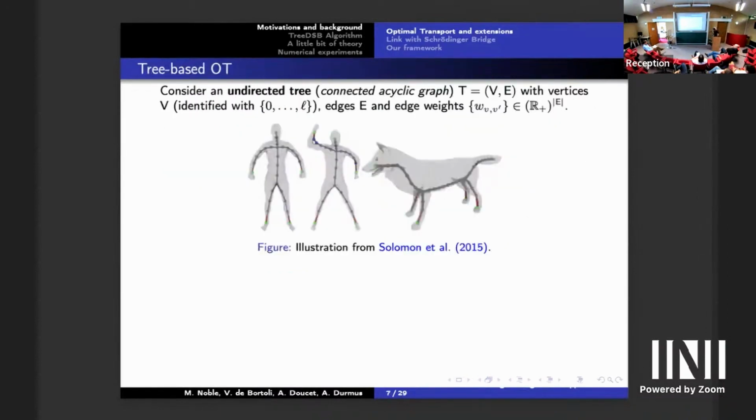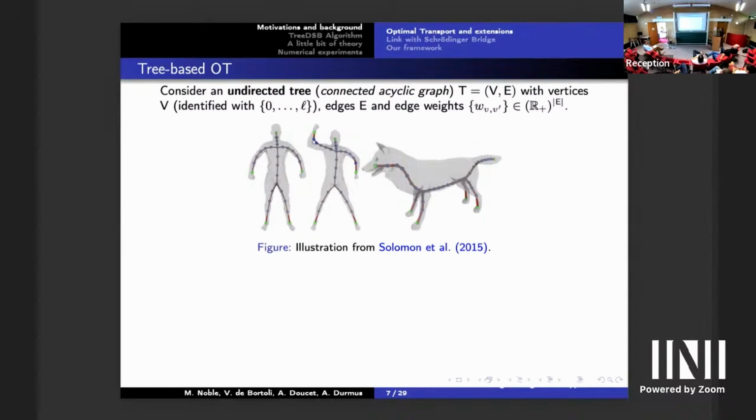So now we have multiple marginals. What I'm interested in is, okay, I'm gonna consider some organization of marginals in terms of how my marginals are linked to each other. And so I consider a tree-based setting. So basically, what you have is an undirected tree. So that's mainly a graph where you don't have any cycle, and it's one component. And so you have your set of edges, your set of weights, and your set of vertices.